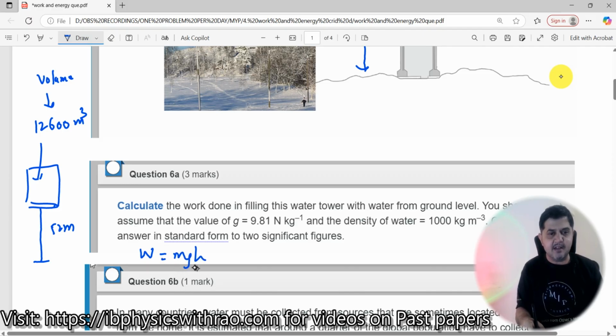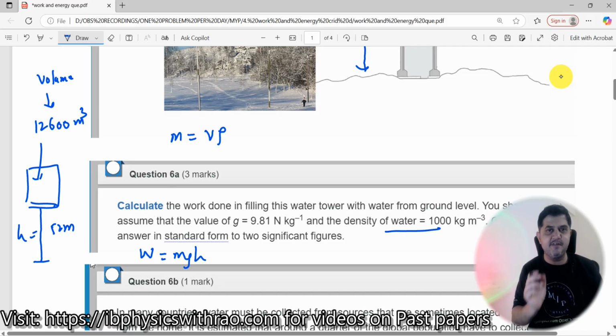But where is m here? g is known, h is known, g is 9.8, h is equal to 52. You need to get the value of m. How do I get the value of m? You get it like this. m is equal to volume multiplied by density. Because density is given in the question, which means that volume should have been given to calculate the mass.